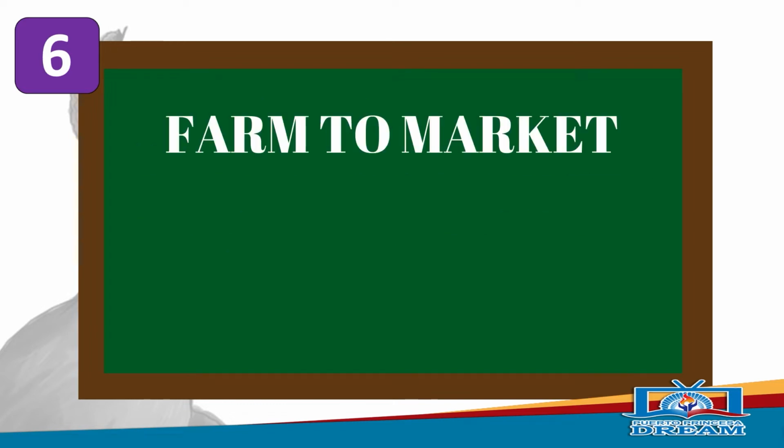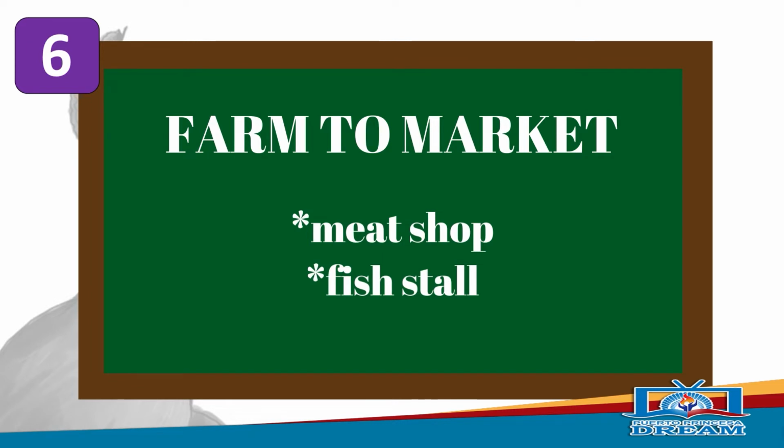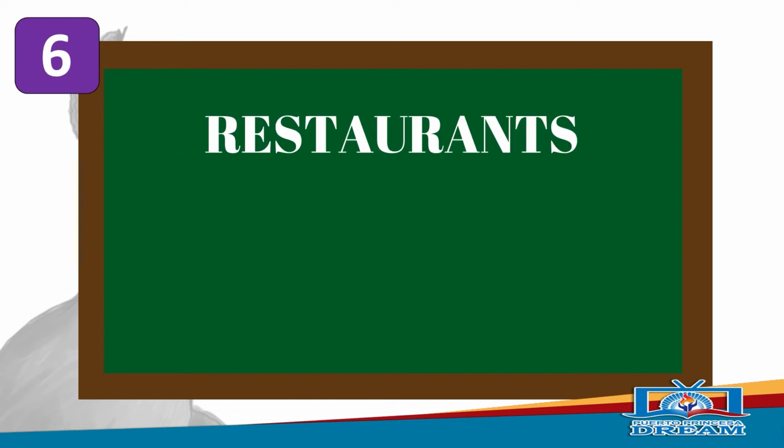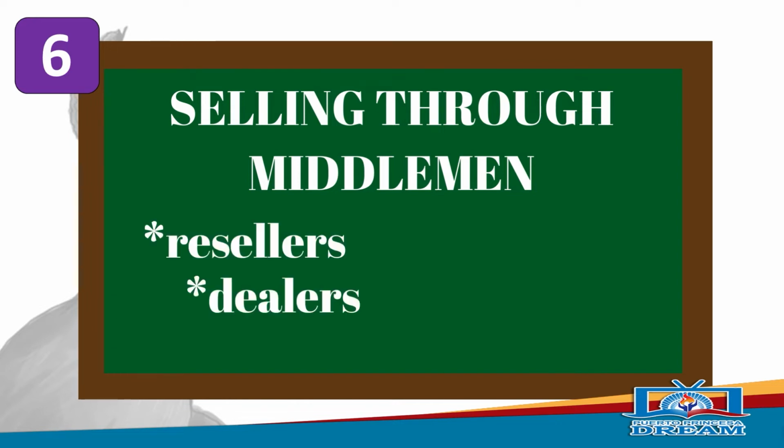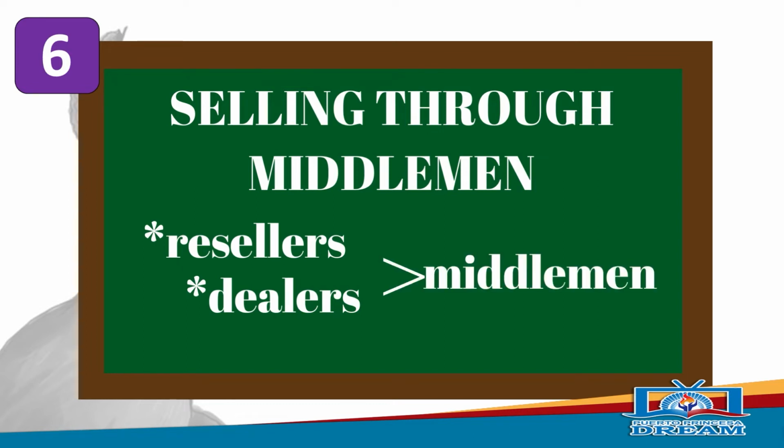Next is farm to market. Some farming families or entrepreneurs also have meat shop or fish stall in the nearby wet market to sell their own animal products. And then restaurants. Products can be bought to restaurants for marketing. There you could establish suki system. Last is selling through middlemen. There are entrepreneurs and people who work with resellers and dealers. These are called middlemen. So those are ways where you can choose to market farm products.